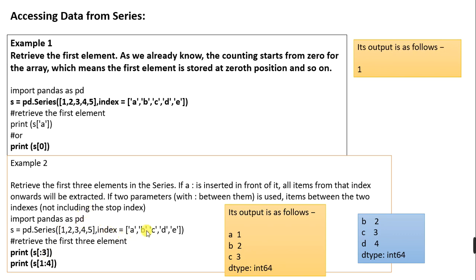Now if you see this series, and if 2 parameters are passed with this, then the items between the 2 indexes are returned, not including the stop index. The stop index is the upper index, right? Suppose this is the same series we have written here. Now I am specifying print s of colon 3. Which numbers will it return? The numbers starting from index 0. Index 0 पे कौन सा number है? 1.